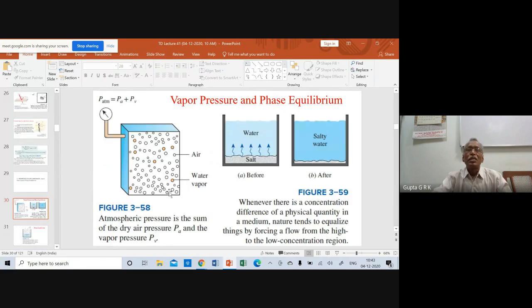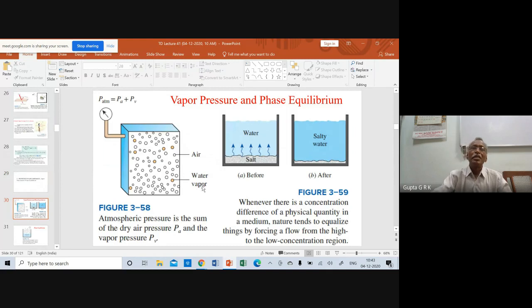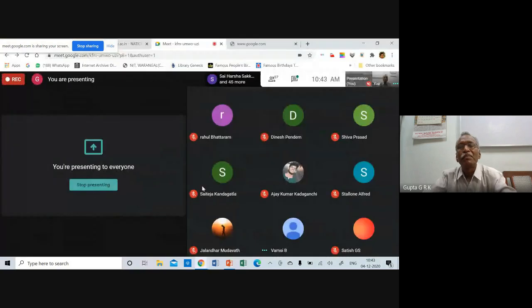And so in the third chapter, which is the properties of pure substances, he talked mainly about evaporation and boiling. Many times people have a bit of confusion between what is evaporation and what is boiling. Can anybody highlight the difference? What is the difference between evaporation and boiling?